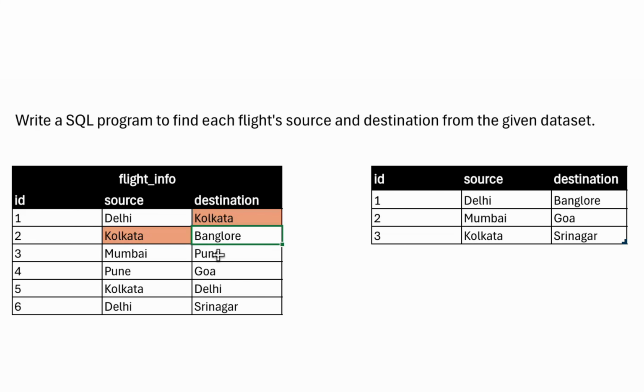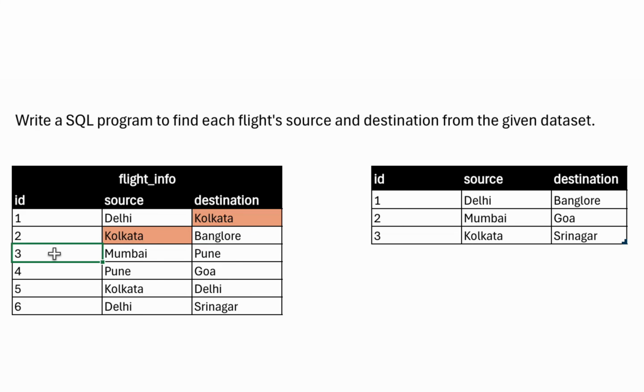Again, if we consider the next two rows, which are ID2 and ID3, this Bangalore is not matching with Mumbai. So that is why we cannot consider these two rows in our output. And also we cannot say that this particular flight is going from Kolkata to Pune.